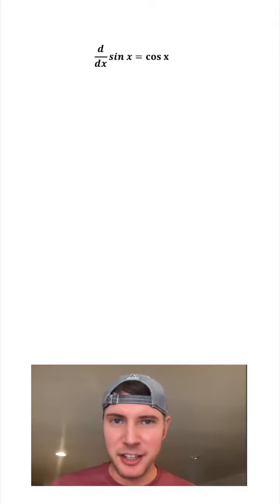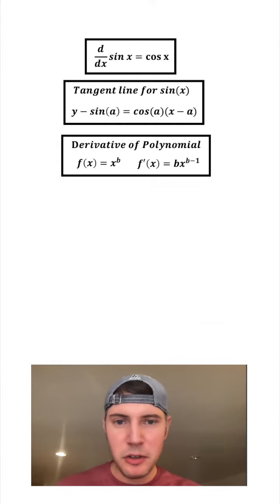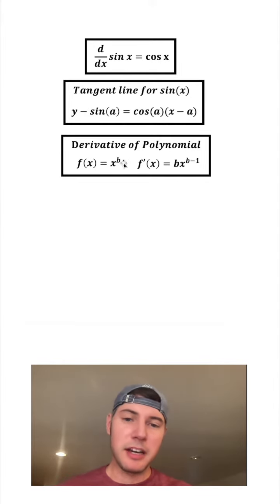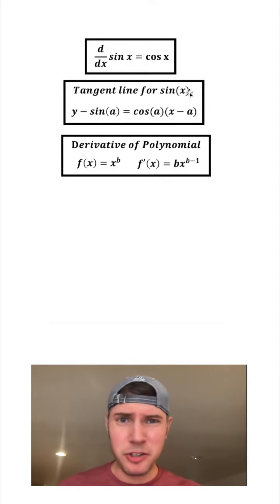So the derivative of sine of x is equal to cosine x. That is something that you learn very early on in a calculus class. So the first type of derivative you learn is just for a polynomial. Whatever the exponent is, you bring it in front and you subtract 1 from it. Sine is not a polynomial, so how would we apply this?